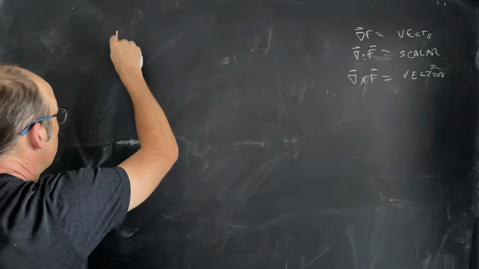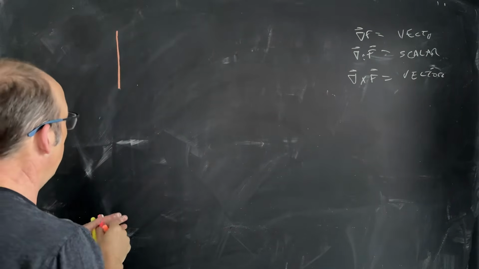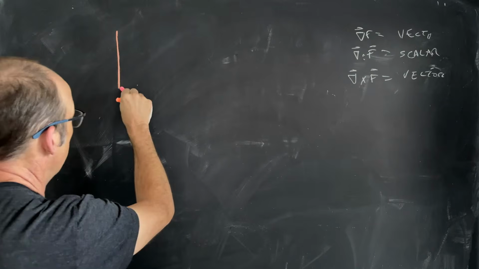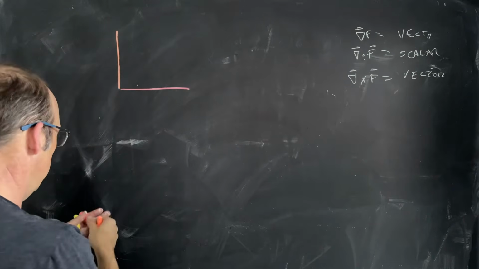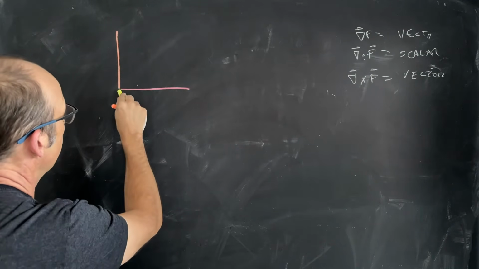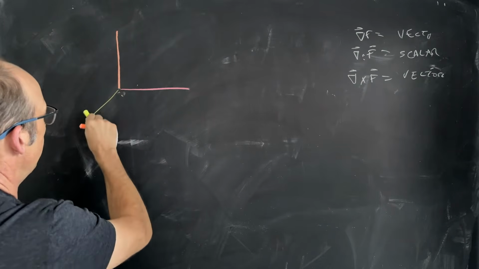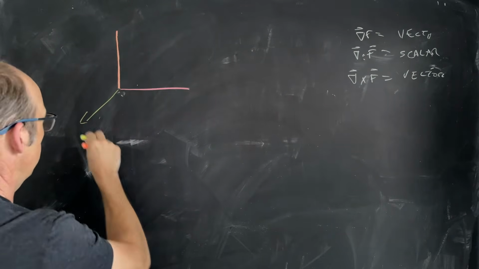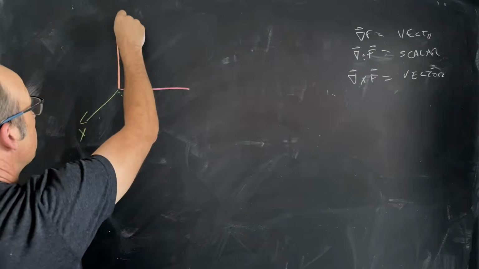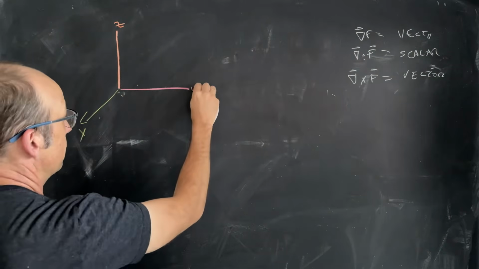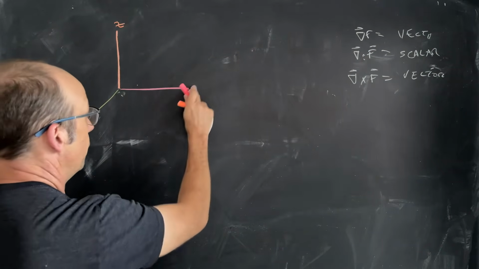So let's say I have the z-axis, and then I have the y-axis, and then I have the x-axis. So this is x, y, z; x cross y is z. Oh, I got that color wrong. This is why you shouldn't use colors.